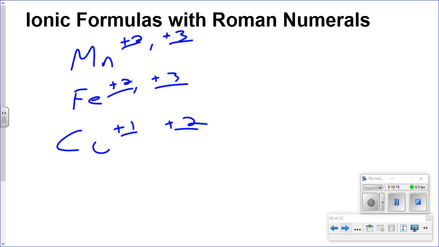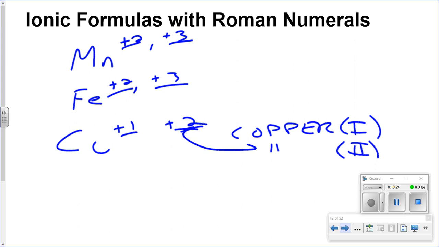So this is going to have the name of copper. The plus 1 is going to be called copper 1. This is going to be called copper 2. Okay, this is called copper 2. This is called copper 1. Okay, you just have to look them up. I'll say it again. You just have to look them up. The Roman numeral matches the charge. The charge is the Roman numeral, etc., etc.